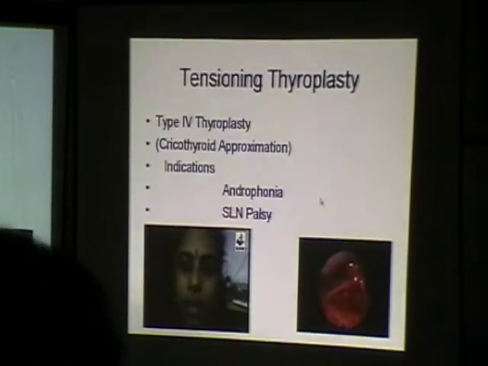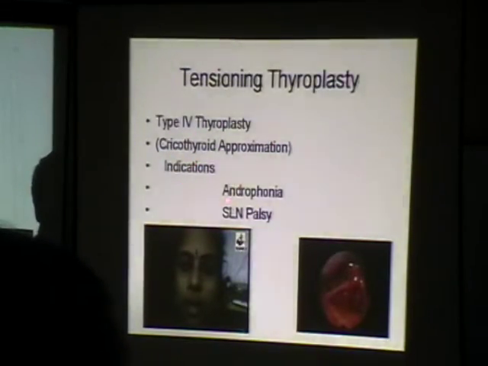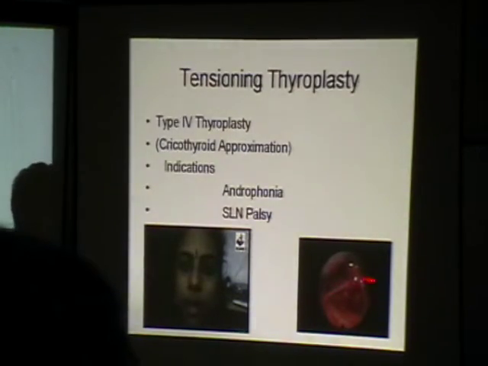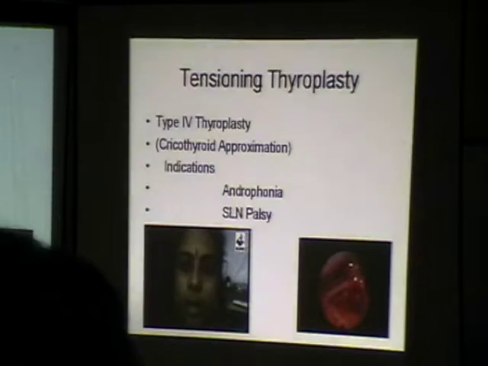Now, tension in thyroplasty, or type 4 thyroplasty, usually called cricothyroid approximation. Indications are androphonia and SLN palsy, especially bilateral. This is a sign of SLN palsy: the right aryepiglottic fold is transverse. Normally the aryepiglottic fold should be anteroposterior. This is one sign, but most unilateral SLN palsies don't require any surgery.